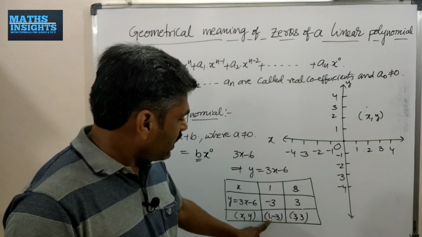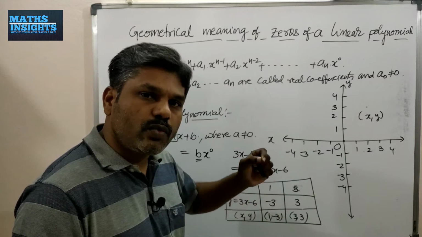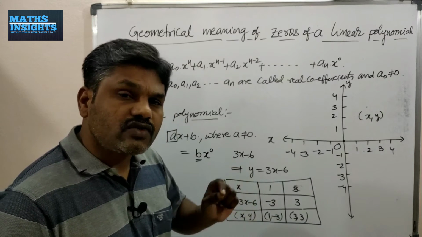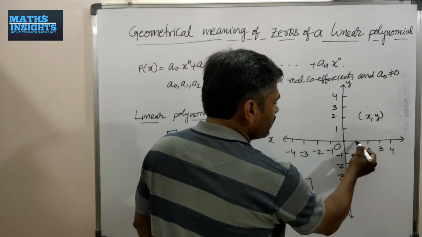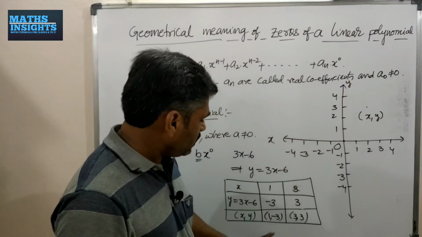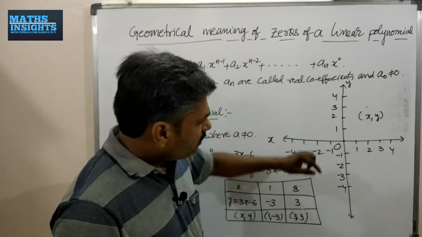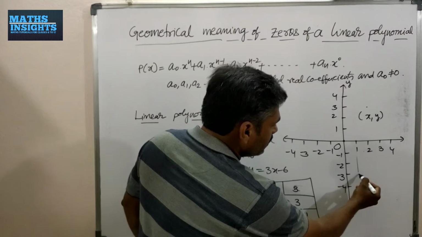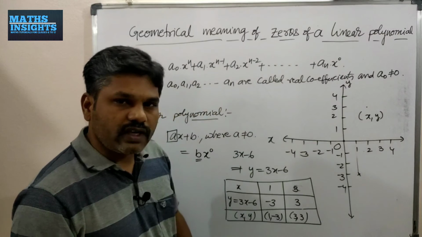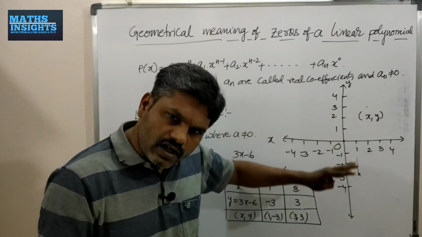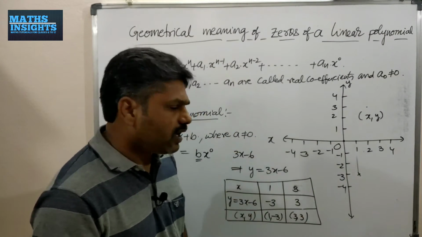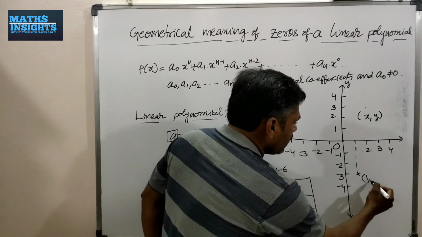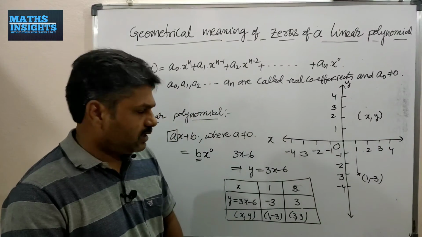Okay, so I have to plot the point 1 comma minus 3. That means 1 is what? X coordinate. Where is it? See, this is the 1. So from here you have to start. What is the y value? Minus 3. From 1 you have to go down up to minus 3. Why? Because the negative values of y are on the downside. So that's why I am going there. So this is the point where the x coordinate is 1 and the y coordinate is minus 3.